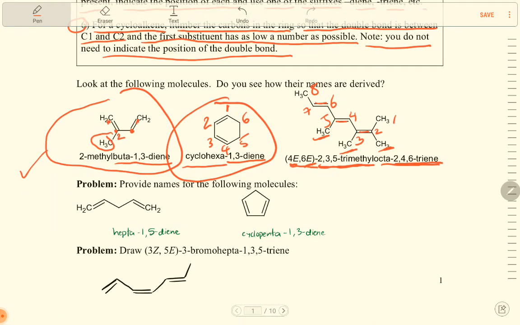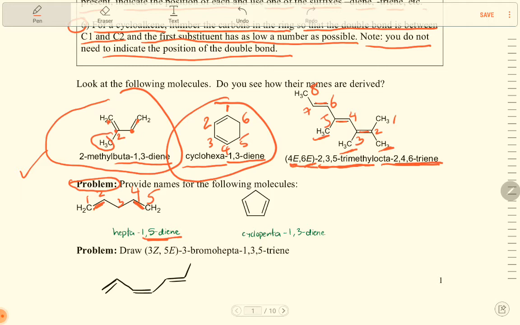Alright, now provide names of the following molecules. We are going to work on this problem. This is hepta-1,5-diene. So heptadiene, but it's 1 and 5. So you try to number them. Alright, so it's a heptadiene, but it's a 1 and 5. So that's why 1,5-diene.